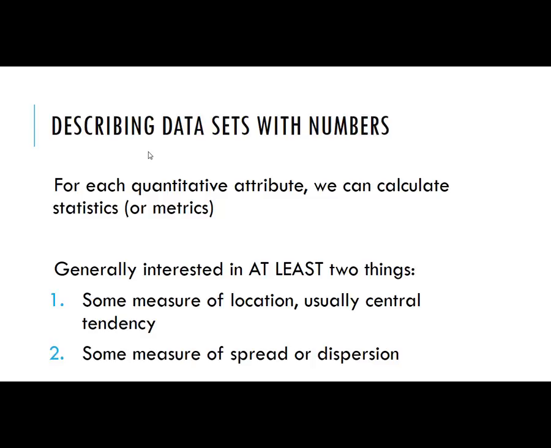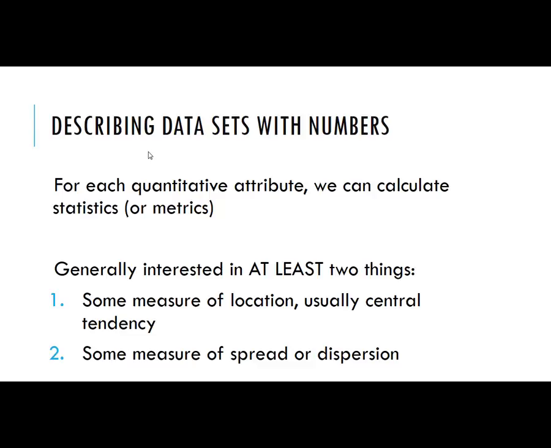Now we are ready to actually start trying to describe our data set with some numbers, some statistics, right? So for each quantitative attribute variable, we can calculate statistics or metrics. So we're generally interested in at least two things. These are the bare minimum. We probably want to look at some other things as well, but we'll start with just the two basics.